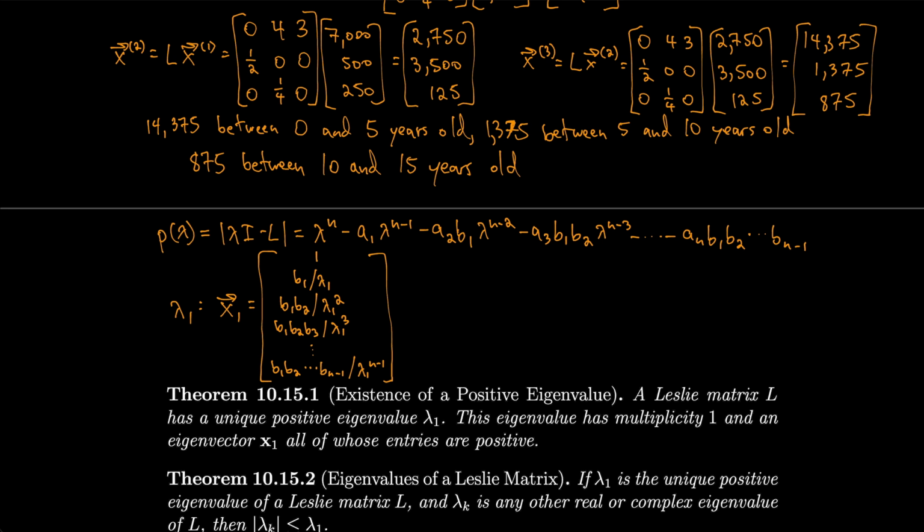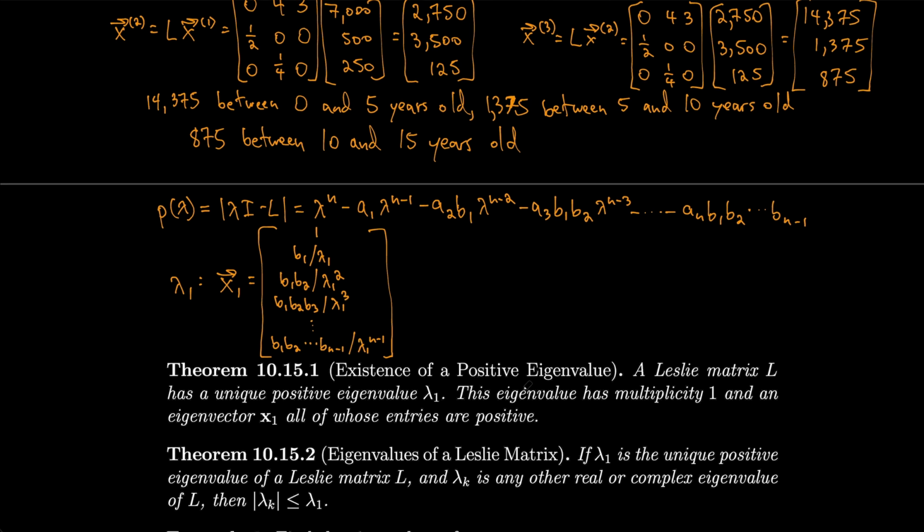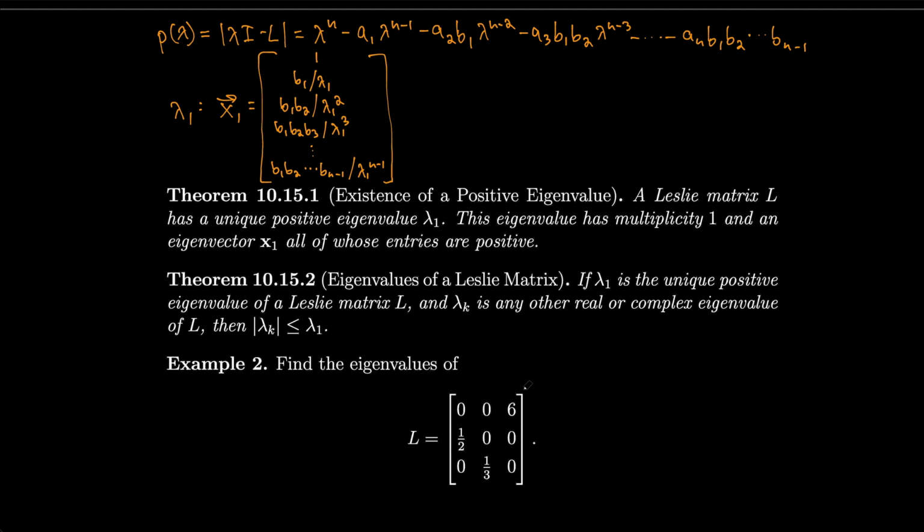It helps that we have a theorem that says that a Leslie matrix L always has a unique positive eigenvalue, lambda 1. This eigenvalue has multiplicity 1 and an eigenvector x1, all of whose entries are positive. If lambda 1 is the unique positive eigenvalue of a Leslie matrix L, and lambda k is any other real or complex eigenvalue of L, then the absolute value of lambda k is less than or equal to lambda 1. That's pretty cool. It's another good theorem. However, it's not strong enough. We need that the eigenvalue lambda 1 completely dominates lambda k in order to do our work with Leslie matrices. This equal sign is actually a problem.